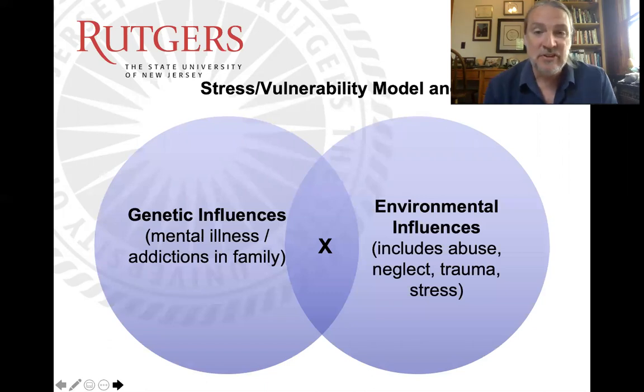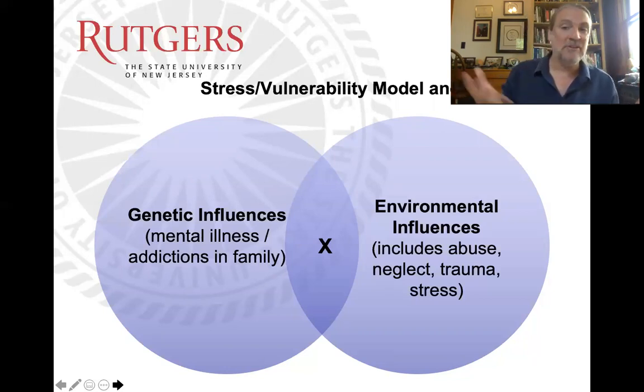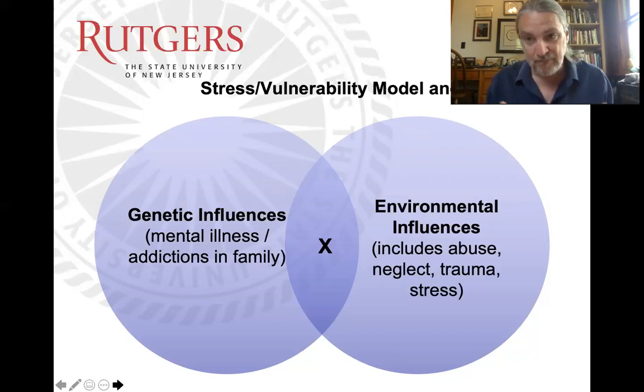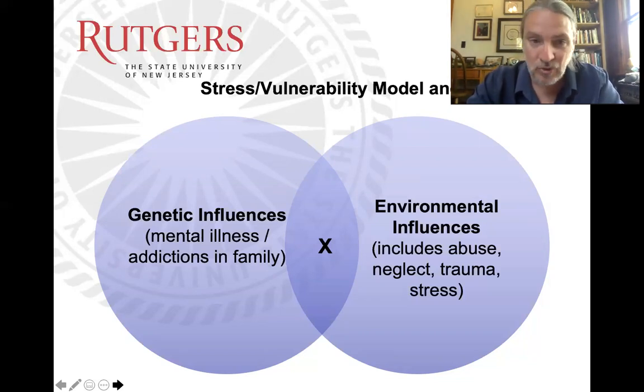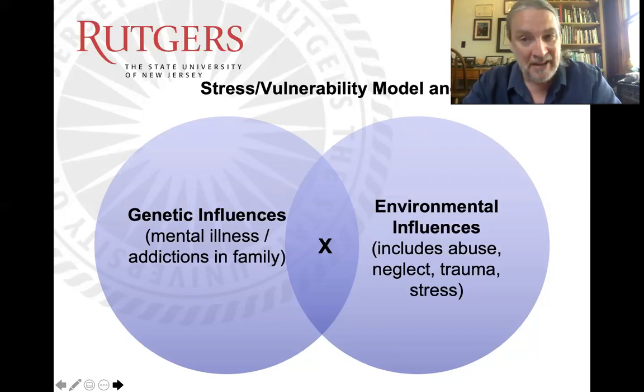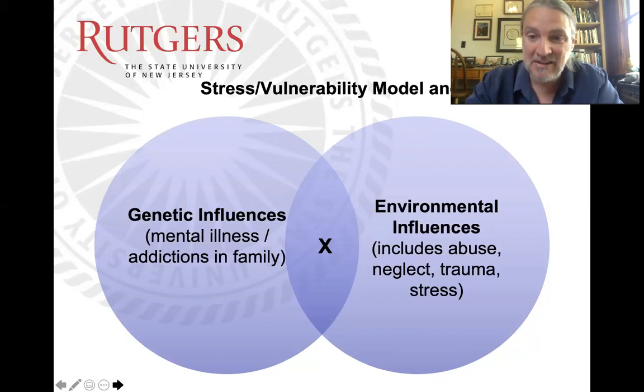So how we look at this is through the stress vulnerability model. And stress vulnerability model means that these things have a biological orientation to them, a genetic orientation to them, and then there's environmental influences as well. So you may be talking about someone who has a lot of addiction in their family. And there has been some research done that indicates that there is a biological predetermination toward addiction. But not everybody who has that biological predetermination actually manifests that addiction.